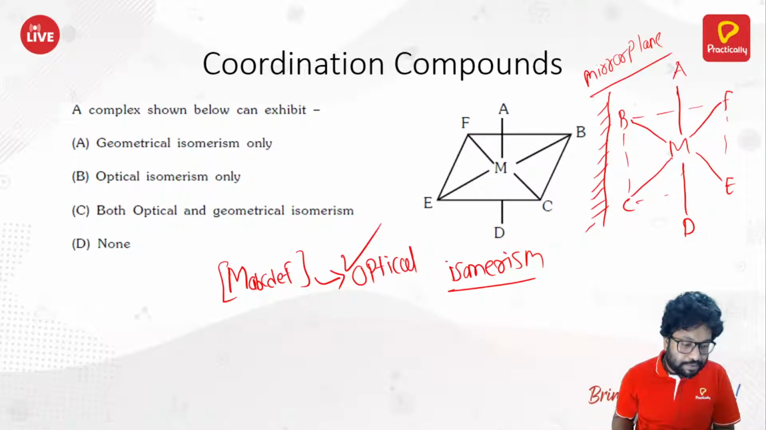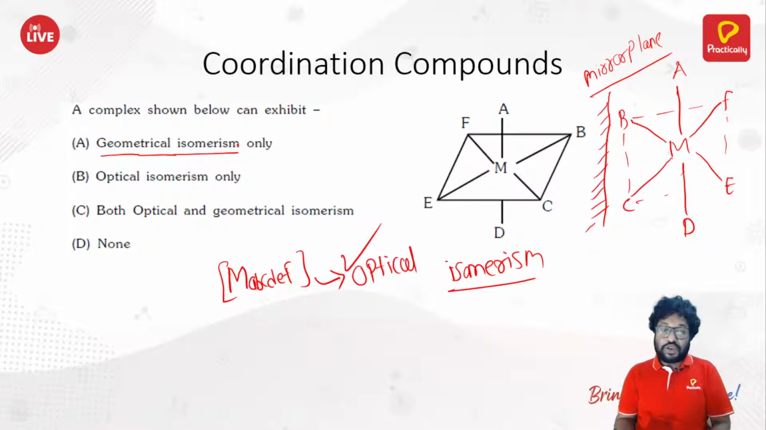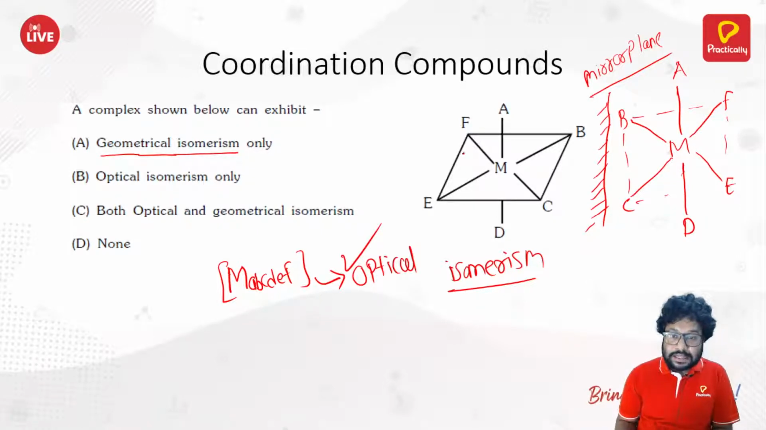Now, apart from that, what are we left with? Geometrical isomerism. Does it show geometrical isomerism? Yes, this compound does show geometrical isomerism. See, in this compound, you have A and B here. Suppose we classify that A and D are of the same type. So when they are opposite, they are trans. When D comes in the position of B or F, it will be called cis. If it goes opposite, it will be called trans.